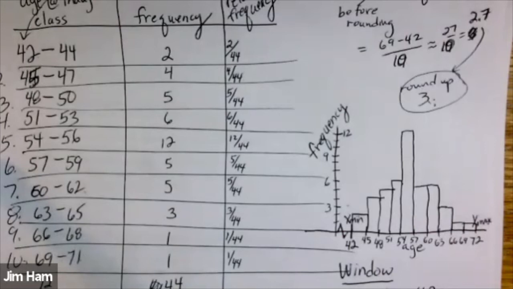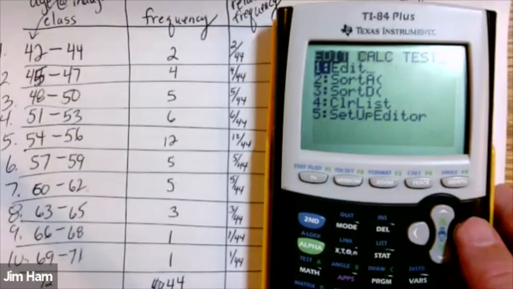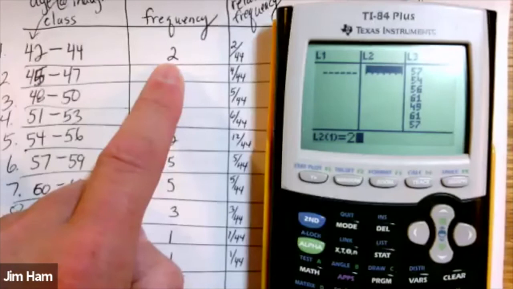So now let me show you another trick of the calculator. It's not really a trick, but it's a function of the calculator. If you go into your stat and edit, I'm going to save that list just so I have it. And I'm going to clear out two lists. Here's what I'm going to do. I'm going to type in these numbers. And then in one command, I'm going to divide them all by 44 to get this column.